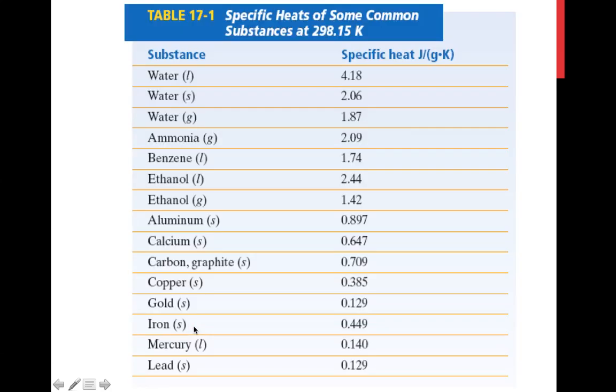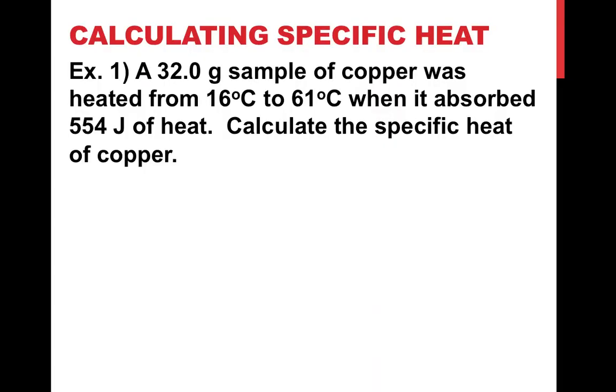So here's a table of a bunch of specific heats of common things. Here's an example problem. A 32 gram sample of copper was heated from 16 degrees to 61 degrees Celsius when it absorbed 554 joules of heat. Calculate the specific heat of copper. When they talk about heat, you should think Q. So we have all of our givens: 32 grams, a temperature change, that sounds like a ΔT, and 554 joules of heat.